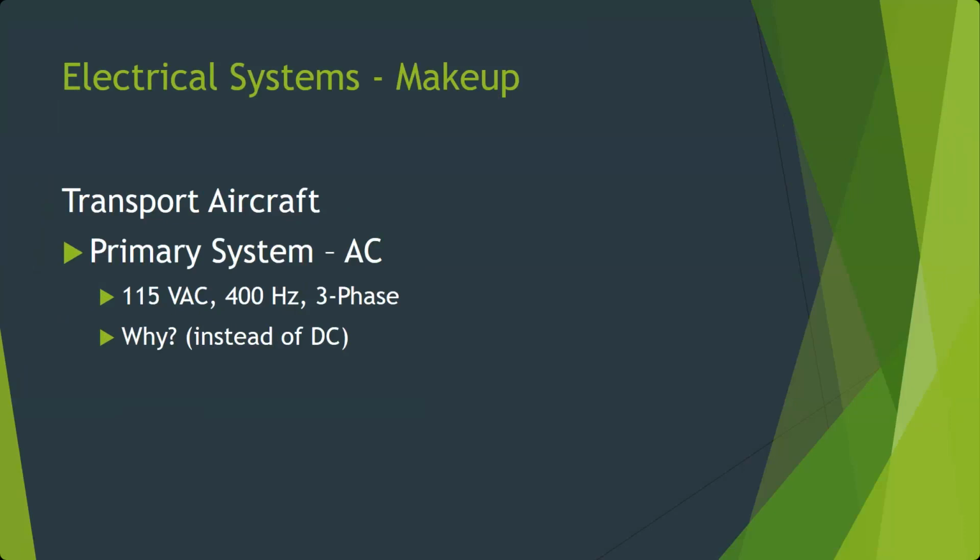And in the corporate world, when you get into something like a Challenger or a Global, those are AC aircraft. Falcons are a mix. Some are DC, some are AC. It depends on the size. Typically smaller is DC, bigger is AC. A lot of your turboprops are going to be DC just because they use a starter generator type system. But for primary AC systems, the most common you'll see out there is 115 volt AC, 400 hertz, three phase.